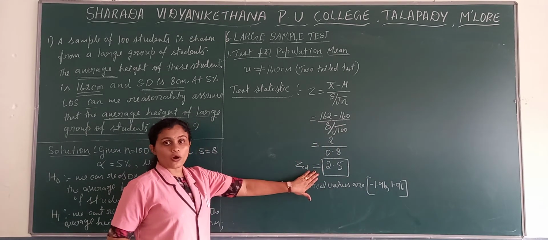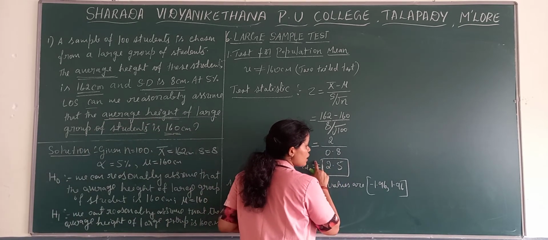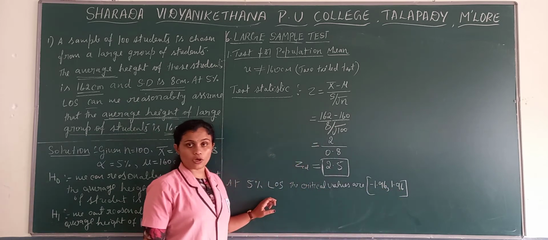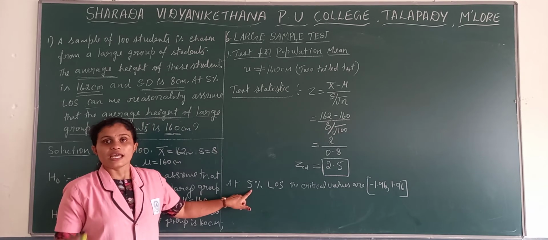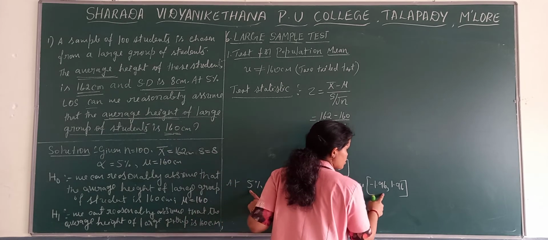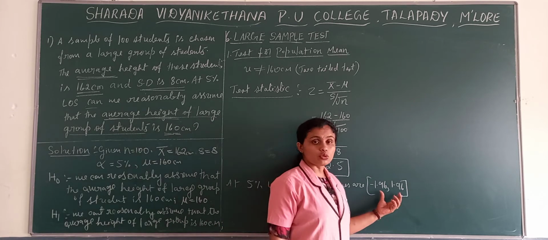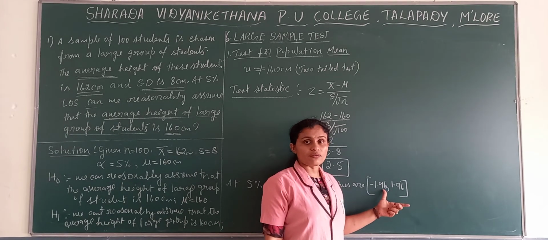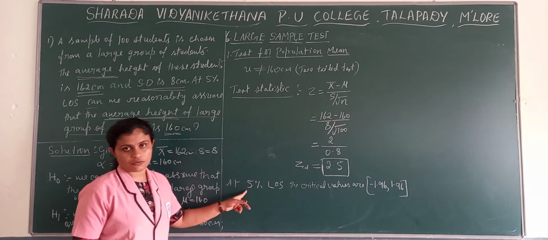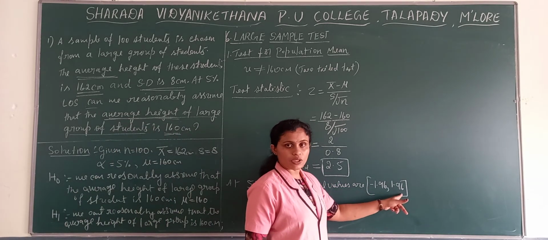The calculated value is 2.5. In case of a two-tailed test, the calculated value should fall in between minus 1.96 and positive 1.96. That is in case of 5%. If it is the same problem but for 1%, your value will change. Your value will change depending upon the table. You will get two different values: 2.58 and minus 2.58 if it is a 1% level of significance. Since it is 5% level of significance, here you have 1.96 and minus 1.96.